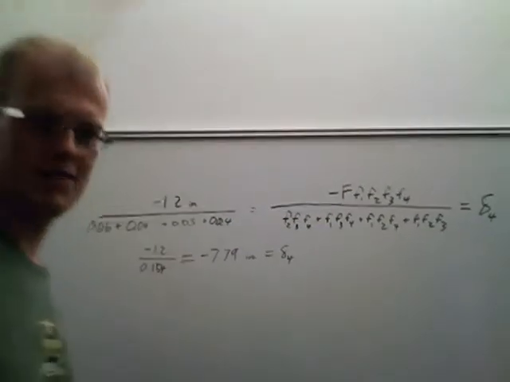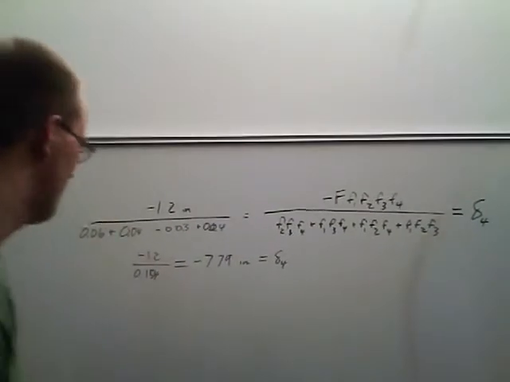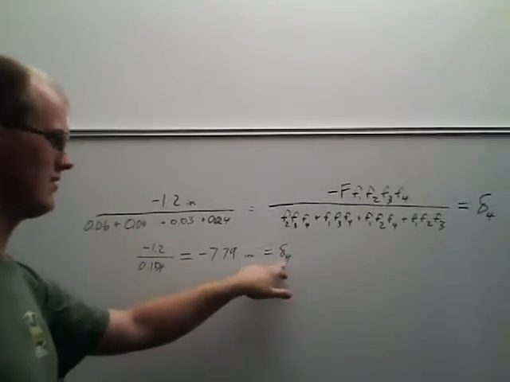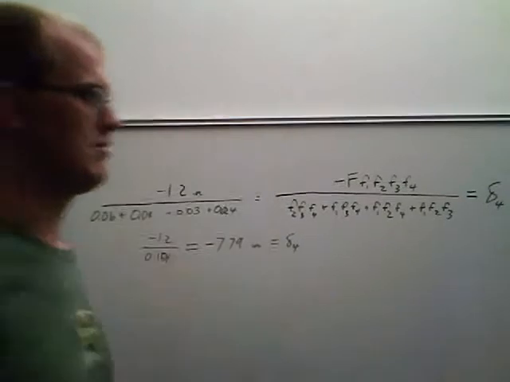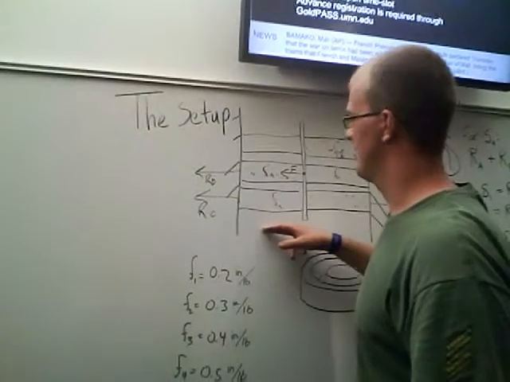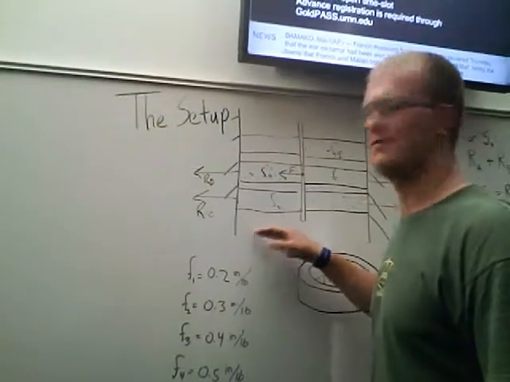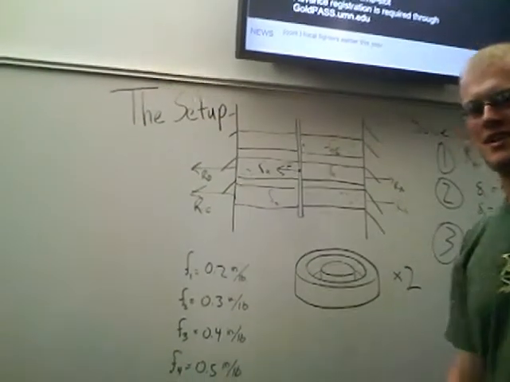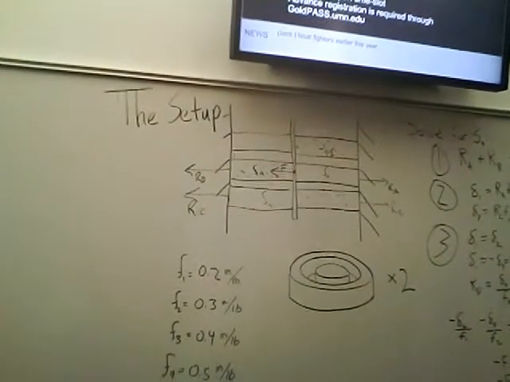All right, so we did the calculation, and the number we got is negative 7.79 inches is equal to delta 4. So that means that this guy over here is in compression. It's going to displace negative 7.79 inches that way. So that's our indeterminate system.